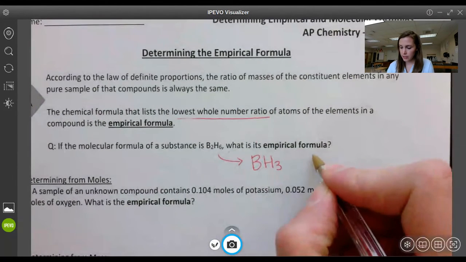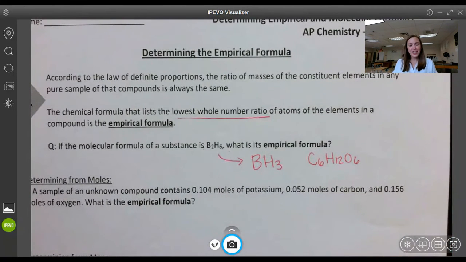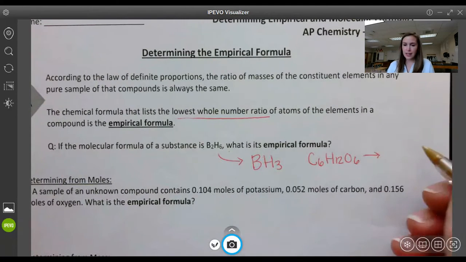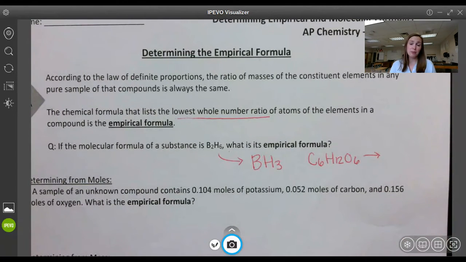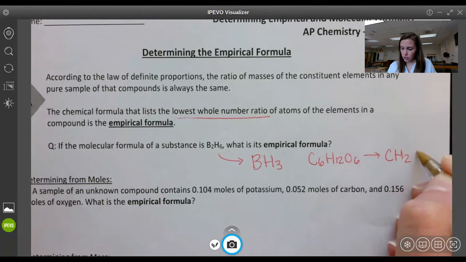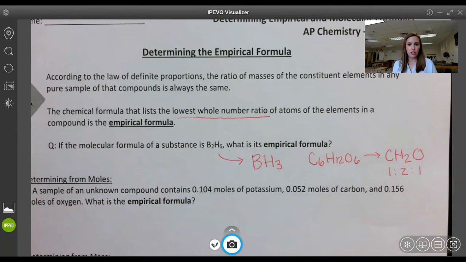Okay, if I were to look at, say, glucose, which you guys are familiar with from biology, that would be the actual molecular formula. That's how those atoms are actually bonded in the compound. If I look at the empirical formula, in this case, I can divide all the subscripts by 6. So its ratio would be CH2O, or it's in a 1 to 2 to 1 ratio.